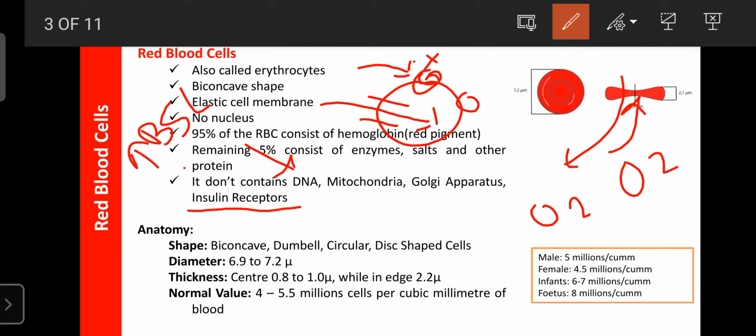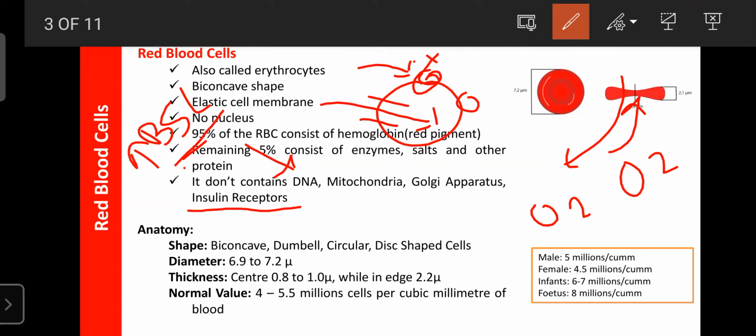Like that, insulin receptors play an important role in the regulation of blood sugar level. But in the RBC, no insulin receptors are present, so glucose can directly enter inside the RBC from outside the RBC.